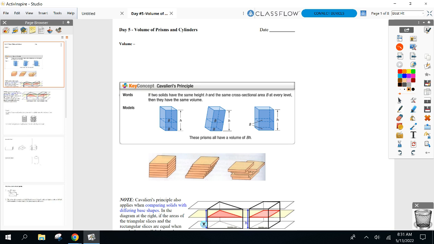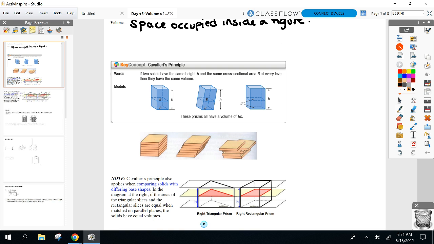So instead of surface area, which you guys all worked on the outside, now we're going to go inside a figure. So volume, space occupied inside a figure. And before I get to the volume of any figure today, I wanted to talk about one principle called Cavalieri's principle. I assume that's the person who discovered the principle.